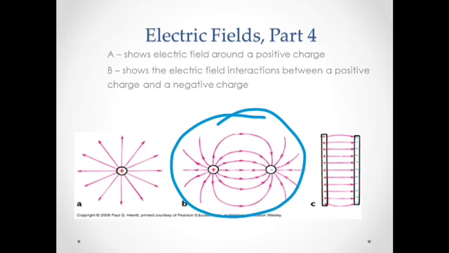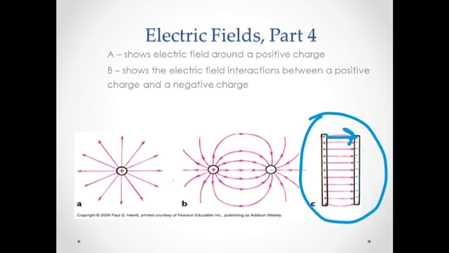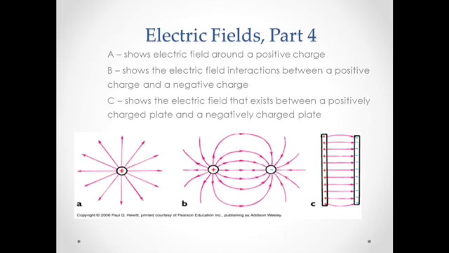If we look at part C, we see that there are two parallel plates right next to each other. The arrows point away from the positive plate, and the electric field is pointing towards the negative plate. You're going to have to become familiar with things such as that. Part C shows the electric field that exists between a positively charged plate and a negatively charged plate, and you can see how the arrows are represented there.